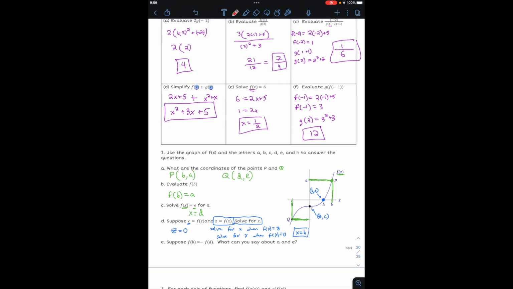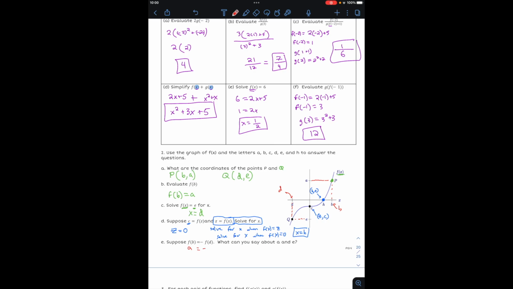All right, one more piece here. So it says, suppose f of b equals negative f of d. Let's clear a little. Well, d is right here. That's d, and b is here. So b and d are x values on our graph. F of b we know is a. Now, it's a little hard to see. Let's erase this stuff. Okay. F of b gives us a, right? And f of d is e.